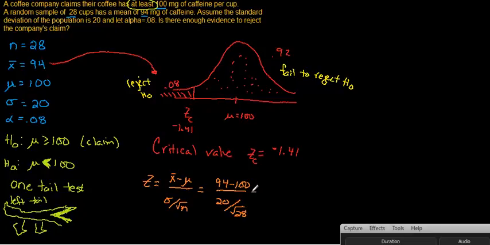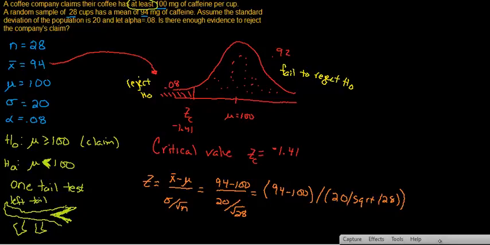And when we type that into the calculator, we need to account for some parentheses here. We want to do parentheses 94 minus 100, close parentheses, divided by parentheses 20 divided by square root 28. Close the square root parentheses, and let's close the parentheses for the denominator. And it's really important to type it all in on one line of the calculator, otherwise you're going to start getting rounding errors at each step of the calculation. So here's how I would type that in.